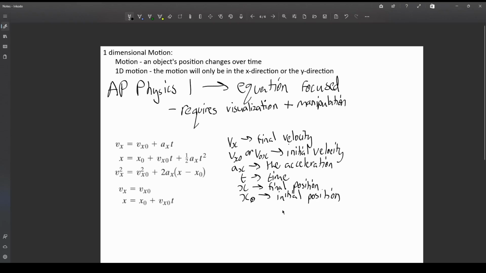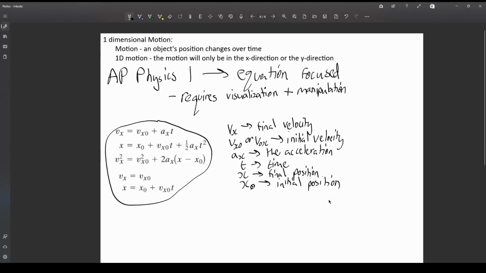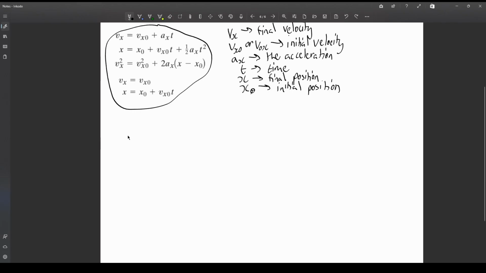So with that being said, you're able to use all of these equations to solve your problems. And we'll go into more depth about how to solve problems in a future video. But for now, I'll discuss some other key equations that it's good to know for the purposes of AP Physics 1.